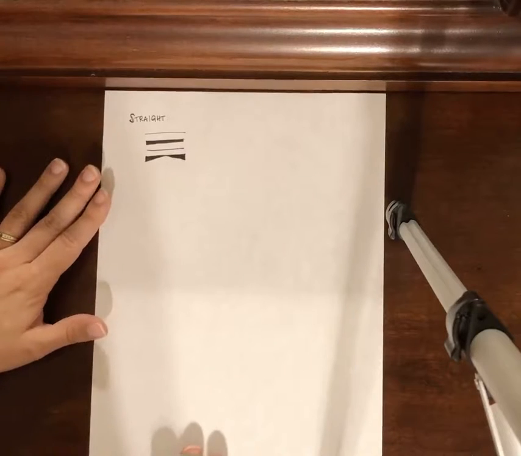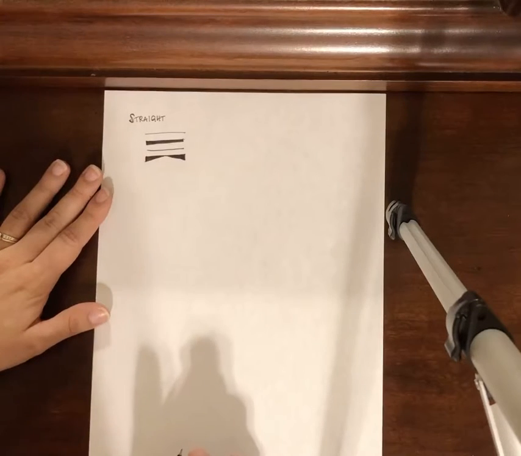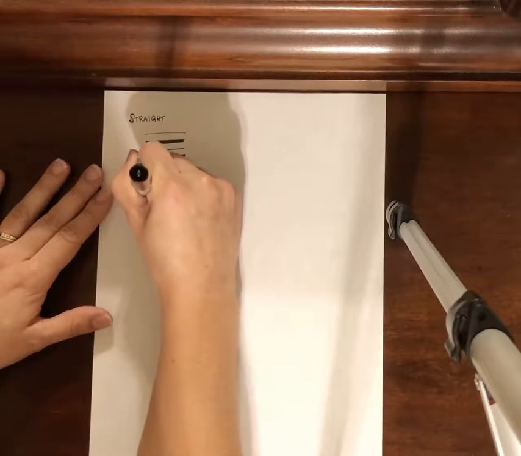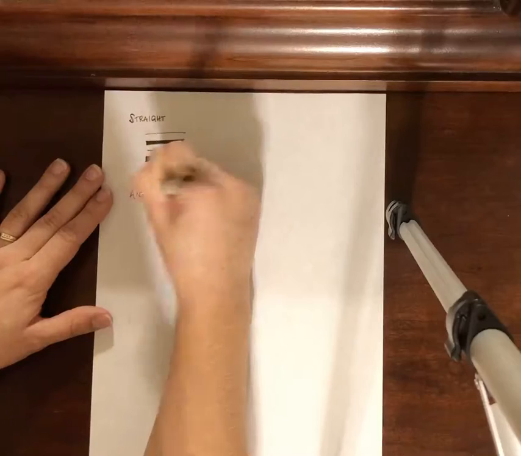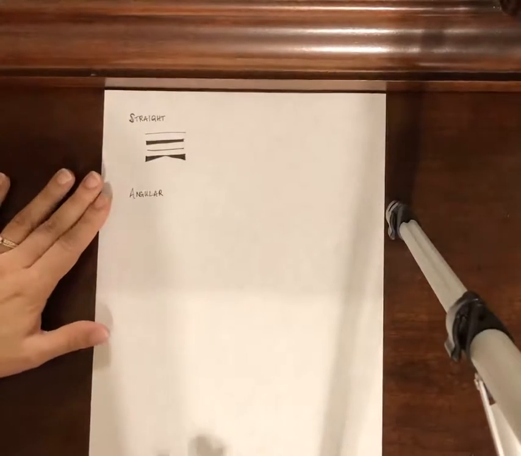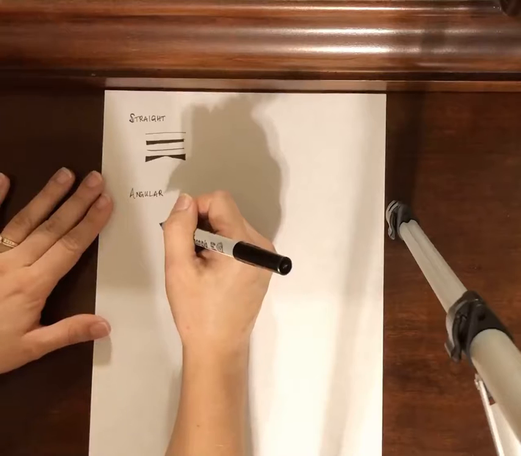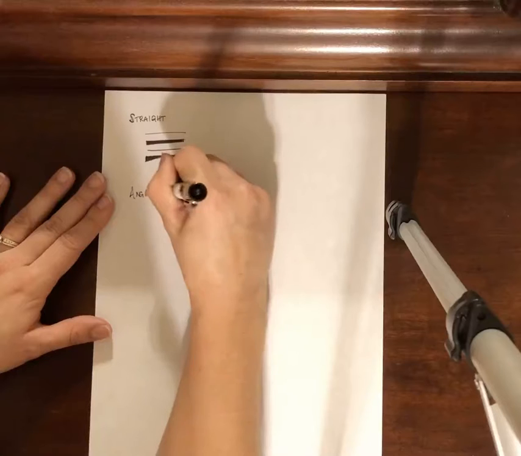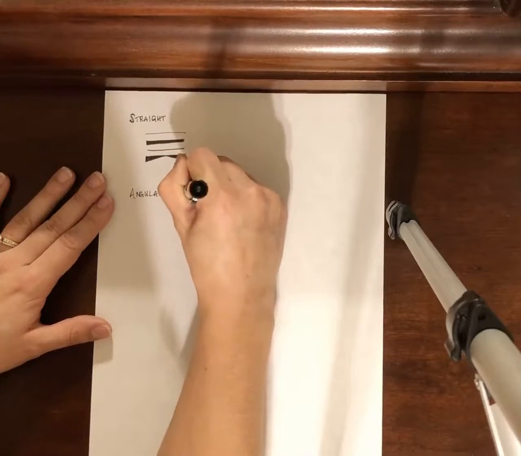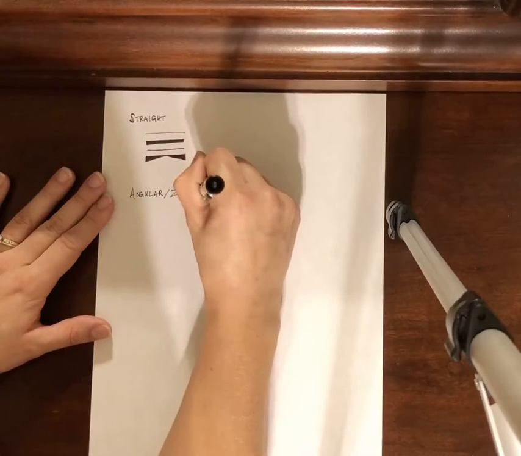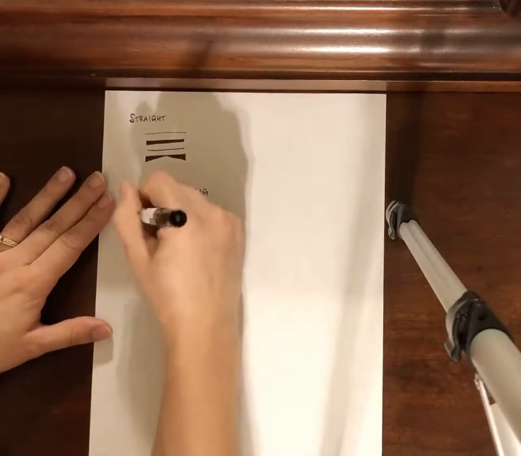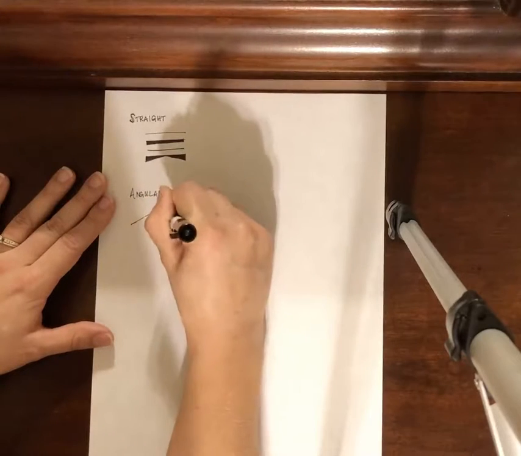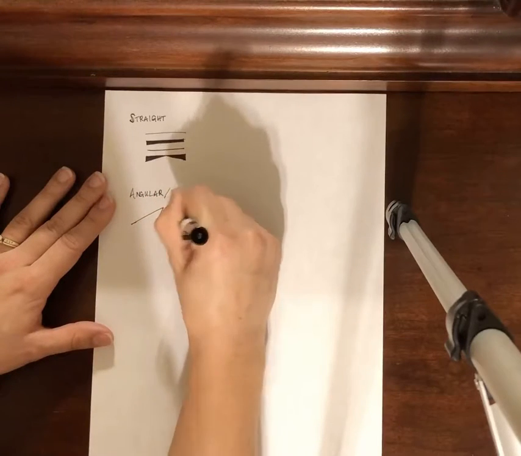All right, the next one we will do is angular. So think of the word angle. This can also be, yeah, you could fit zigzag in with this one. We can do that, or we can do that.